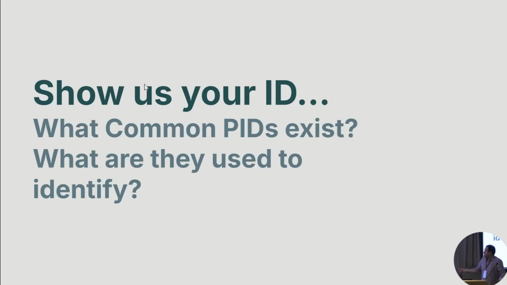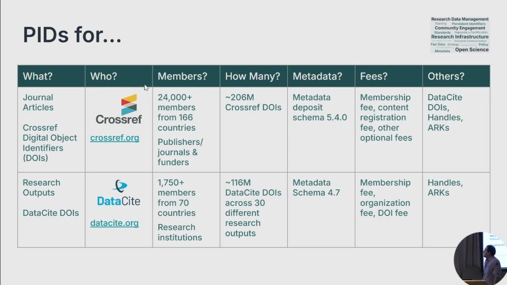So what common PIDs exist? What are they used to identify? Well, again, the most common example, the one that's well known, is obviously journal articles. These are typically registered with Crossref digital object identifiers. Crossref is a member organization. It has 24,000 members across the world. They're publishers, journals, funders. There's about 200 million of them.